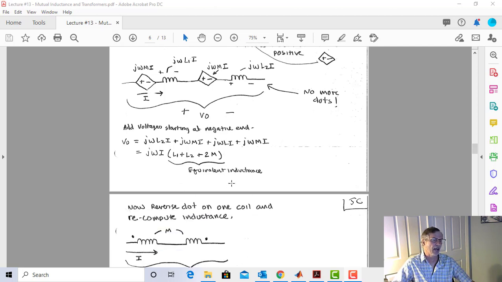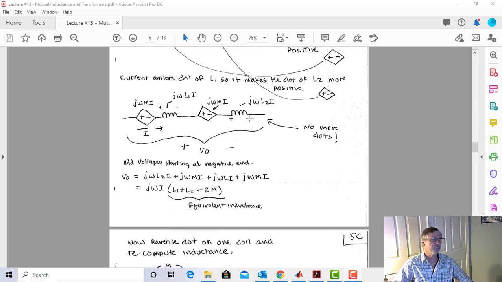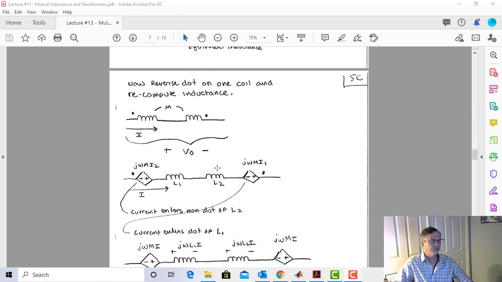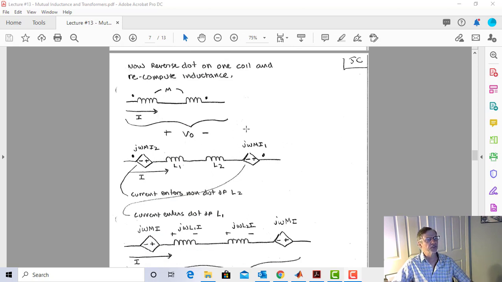Now let's reverse the dot on one of the coils and recompute the inductance. So I'm going to take this coil and just turn it around so the dot is on the other side. So here we go again. Let's do our steps. First step is put the little dependent source symbol, just the diamond, no polarity, between each inductor and its dot. So I'm going to need a little diamondy thing there, and I'm going to need a little diamondy thing here. That's step one. Step 2, I know the value of these voltages is going to be, in this case, j omega M I2, and here it's going to be j omega M I1. The I's are the same.